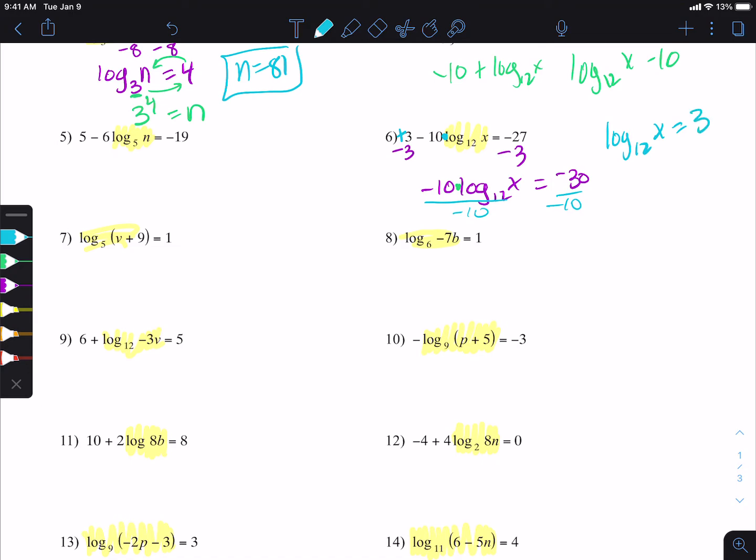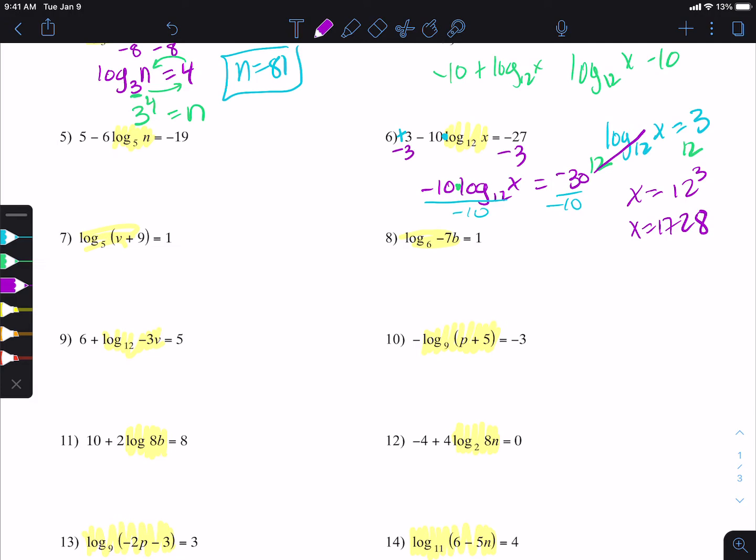So now I'm going to switch to exponential because our log is all by itself. So when we switch, we use the base, which is 12, hop to the other side, to the third, hop back, equals x. Or you can say, take both sides with a base of 12, so 12 to the, 12 to the. Okay? But the 12 to the log base 12 undo each other, so you get x equals 12 to the third. And then we can do 12 to the third in the calculator, which gives us 1728.